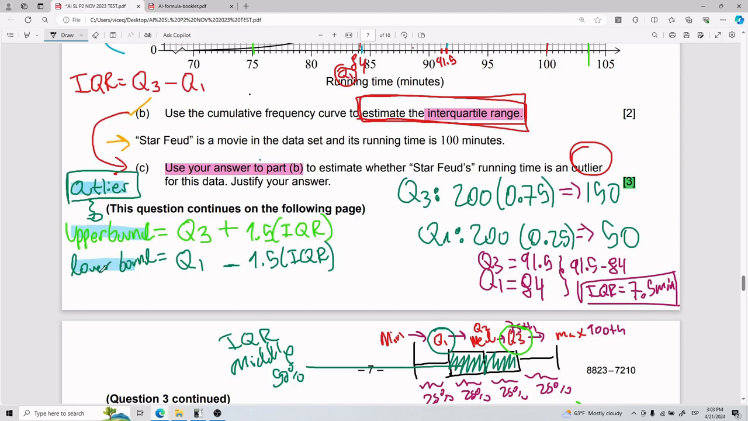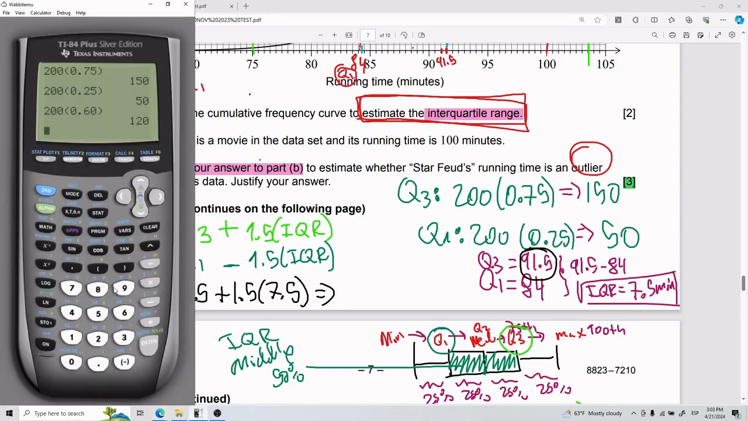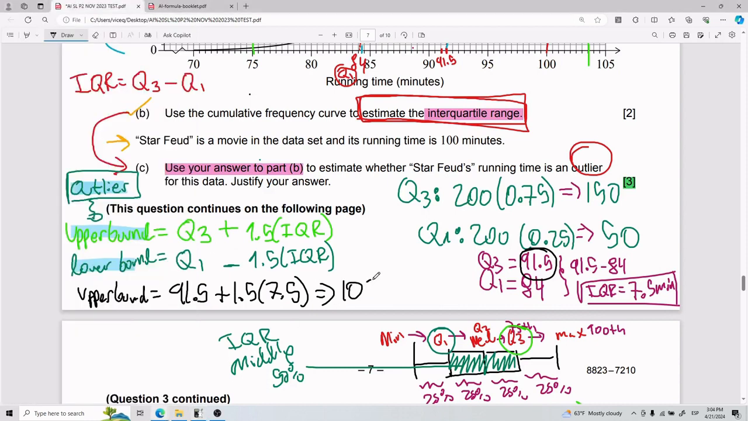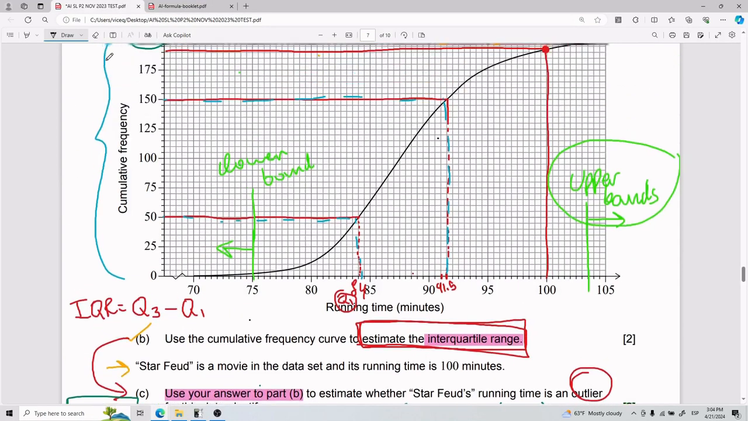The formula for the upper bound, for real this time: you have your Q3, which is 91.5. And because it's upper, we will be adding, so plus 1.5 times IQR. IQR we said was 7.5. So your upper bound ends up being, let's double check, 91.5 plus 1.5 times 7.5. That looks fine to me. So your upper bound is 102.75.